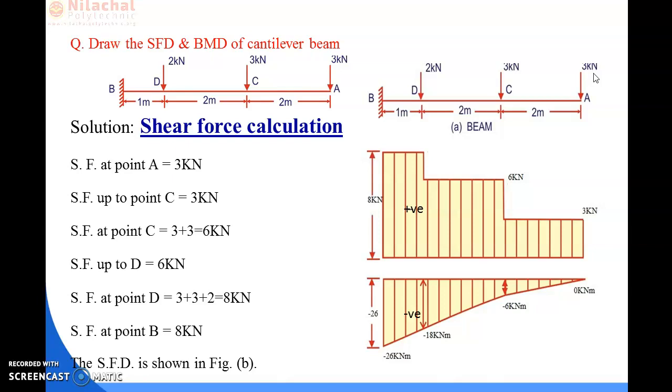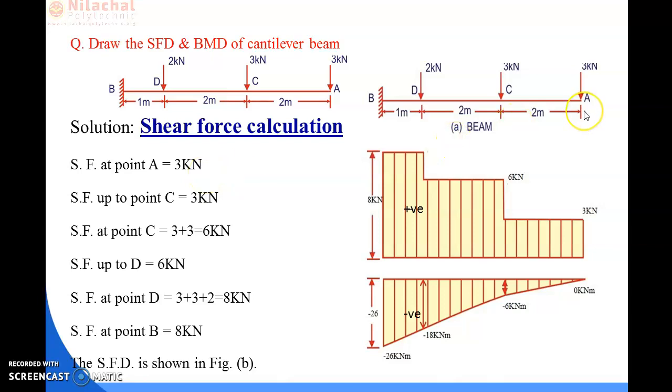Here also, we take a section and assume that the section will be somewhere here. According to the section, your load is on the right side of the section and it is acting downward. So that is why your shear force value should be positive. Hence, your shear force at point A is 3 kN.